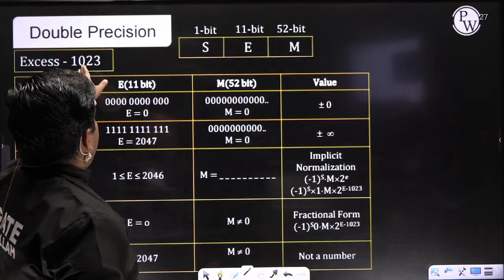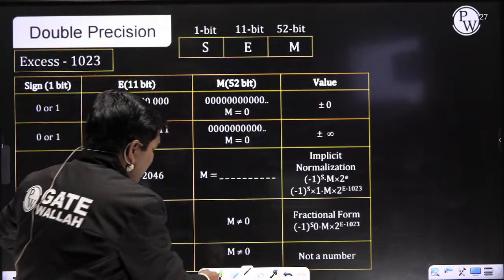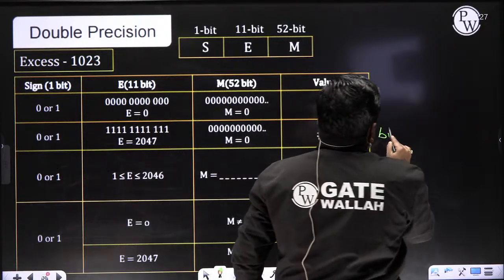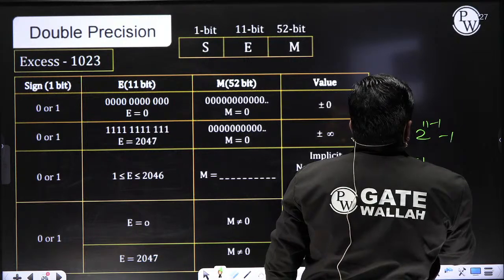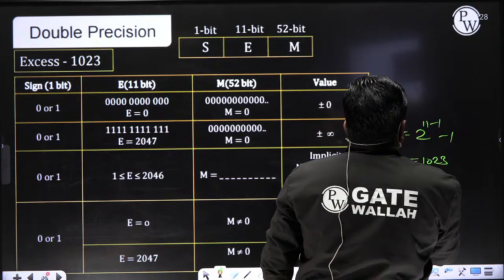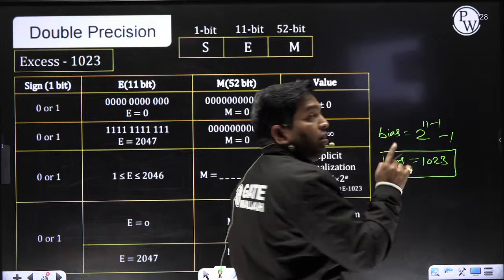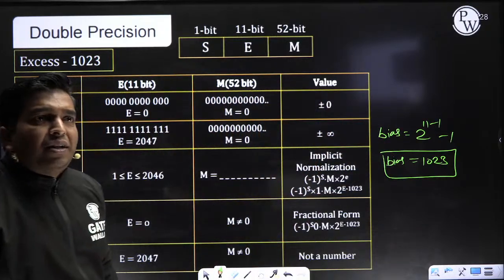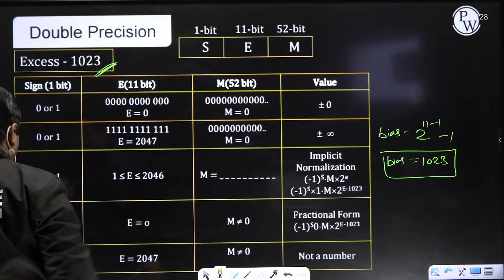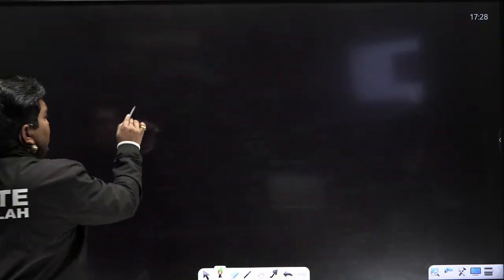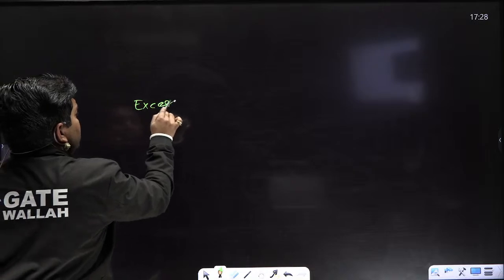Here only the bias will differ. The bias will be how much? 2 raised to power 11 minus 1, minus 1, which is 1023. Okay. It is also called excess 1023. Remembered? Very good. Listen, sometimes you will get excess 32.